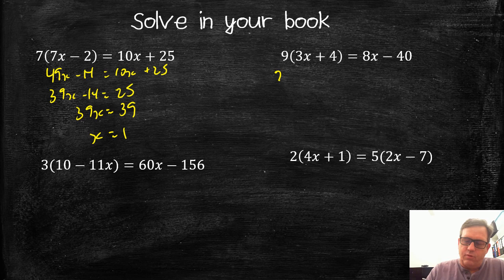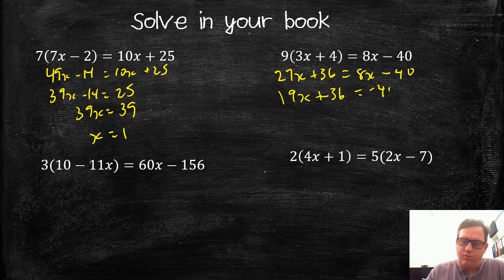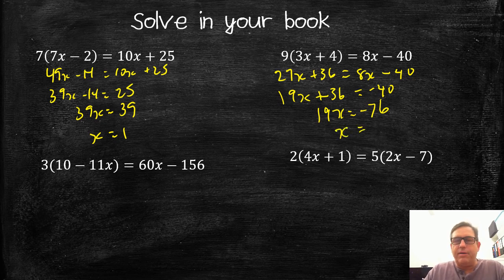The next one, again, expand our bracket. 27x plus 36 equals 8x minus 40. Subtract 8x. 27x minus 8x is 19x plus 36 equals minus 40. Don't let that minus sign get lost. What am I going to do? I'm going to take away 36. 19x equals minus 76. And my last step is to divide by 19, which gives me minus 4. It looks messy, but we're fortunate we ended up with a nice, pretty whole number.